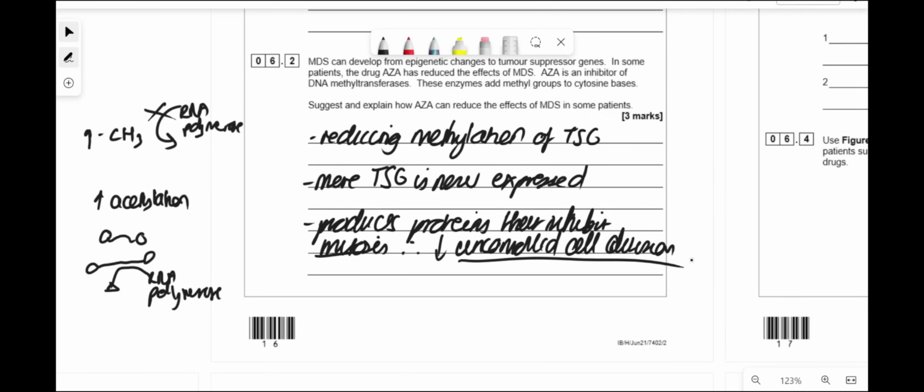So you need to mention uncontrolled cell division and mitosis because this is a cancer. So whenever you get questions on tumor suppressor genes or proto-oncogenes, you need to talk about uncontrolled cell division, mitosis, and the production of a tumor. So in this case, that's what we've talked about here.